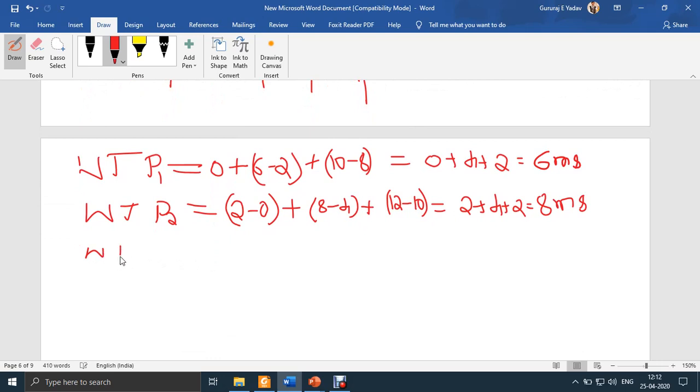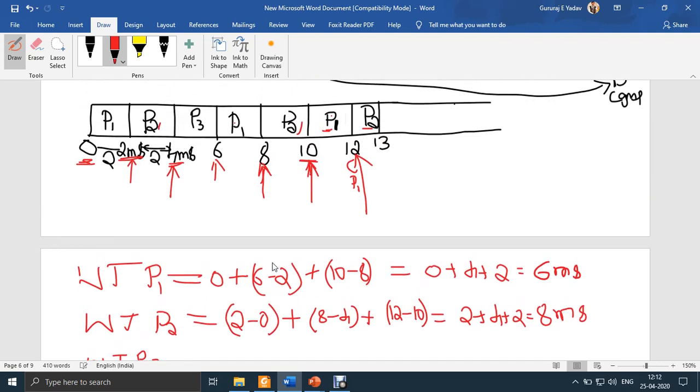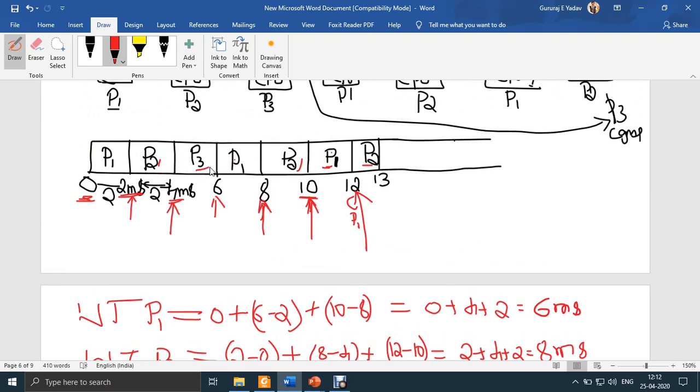So next is WT, waiting time for P3. So how many times P3 was scheduled? Only once. So hence there will be only one waiting time. Okay, remember this. There will be only one waiting time. So what is that? So when did P3 arrive? So P3 arrived at 0 milliseconds only.